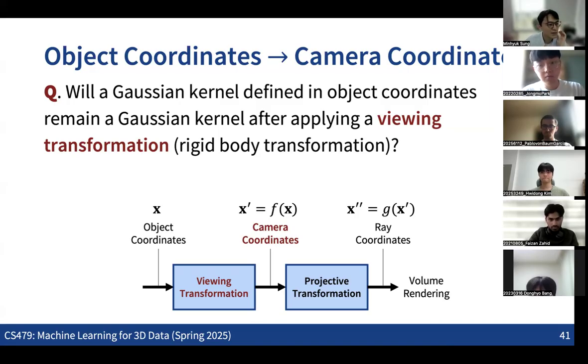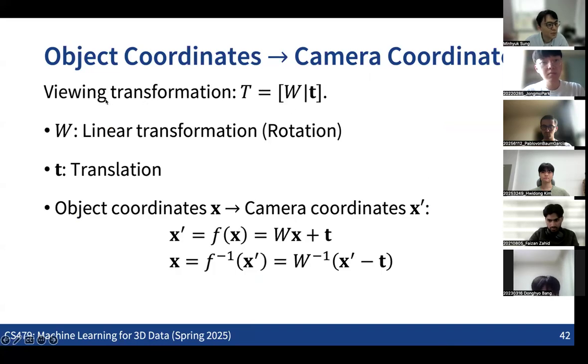What we can see is that the viewing transformation is a linear transformation. Basically, it's a rigid-body transformation which involves rotation and translation, right? So when you have a viewing transformation like this, it involves a linear part here, which will typically be rotation, and also the translation part here. Each object coordinate will be converted into camera coordinates with this function, right? And we can also consider having an inverse function like this. So you can see that this viewing transformation is basically a linear transformation.